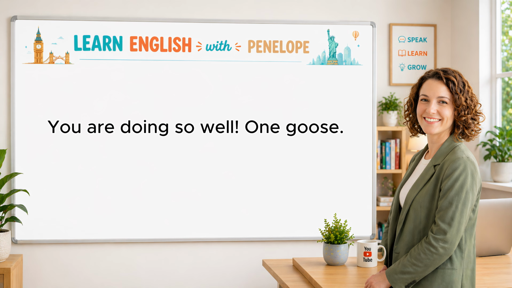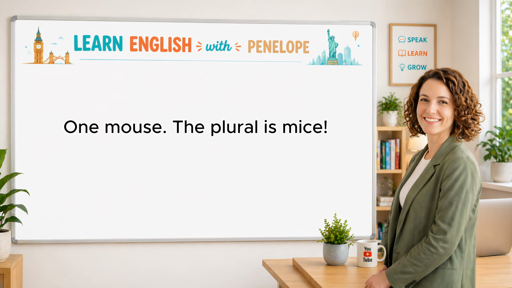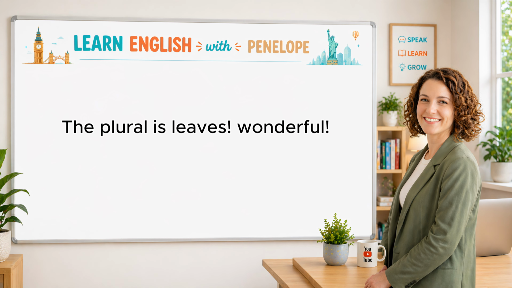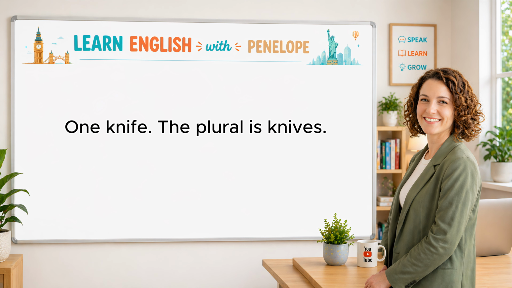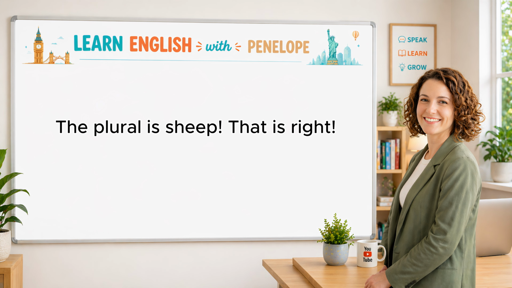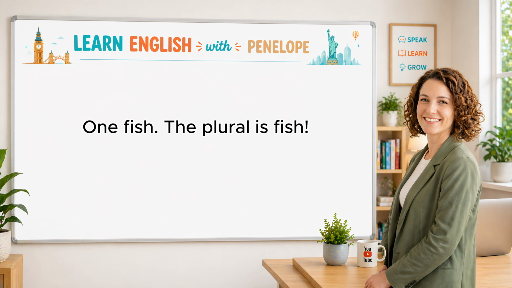You are doing so well. One goose. The plural is geese. Fantastic. One mouse. The plural is mice. Very good. One leaf. The plural is leaves. Wonderful. One knife. The plural is knives. Excellent work. One sheep. The plural is sheep. That is right. It does not change. You remembered. One fish. The plural is fish. Same word. Brilliant. One person. The plural is people. Perfect.